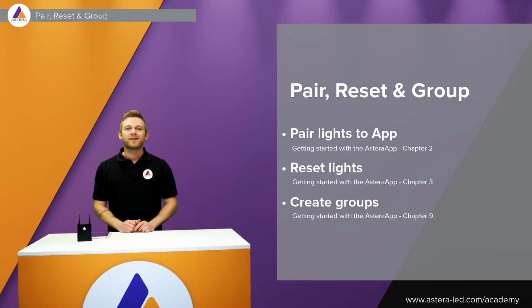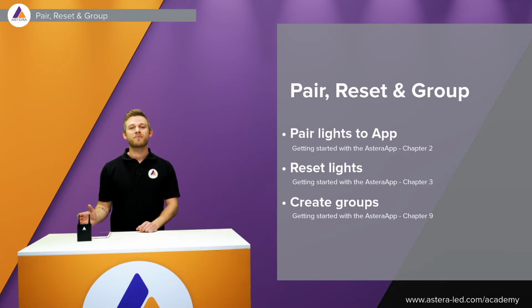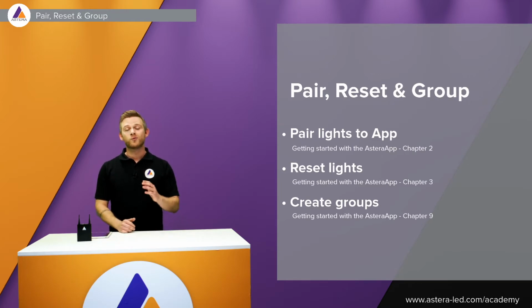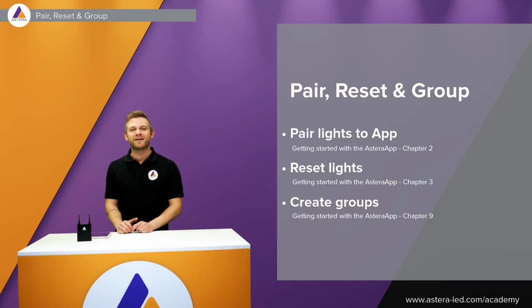In the Getting Started with the Astera app tutorial, in chapter 2, you can watch about pairing the lights to the Astera app and also connecting the Astera box to your smartphone or tablet. There are also a lot of ways to reset the lights, which is very helpful whenever we start to do something, in chapter 3 of Getting Started with the Astera app, and then creating groups is in chapter 9.